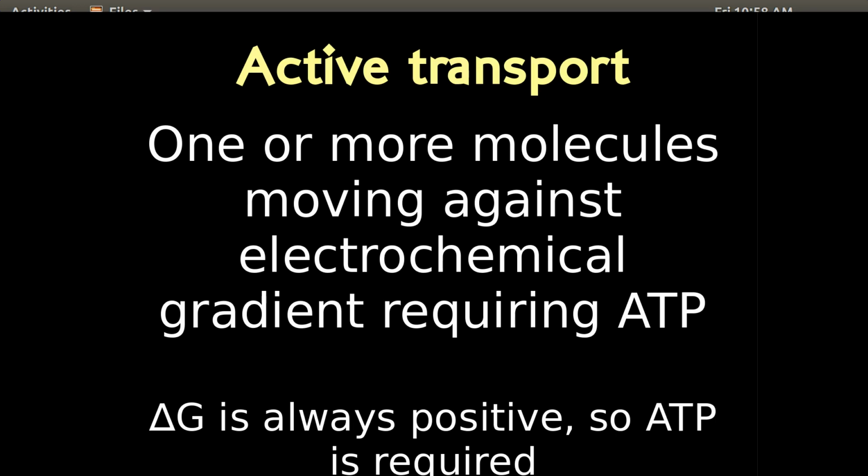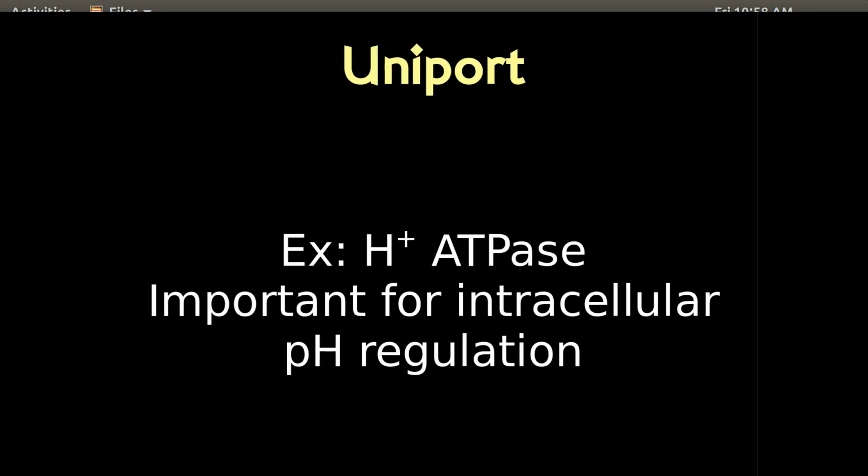Now these can be very similar to what we've seen before in the carrier-mediated diffusion, in which we can have uniporters. An example of this is a proton ATPase. It's just moving protons across the membrane, and it's doing this by hydrolyzing ATP and against the electrochemical gradient. We use these a lot for pH regulation in cells, or even pH regulation of the extracellular fluid around the cells.